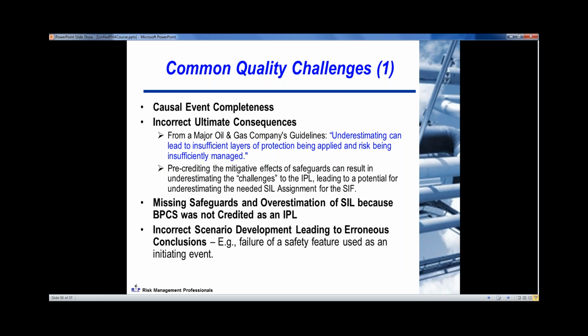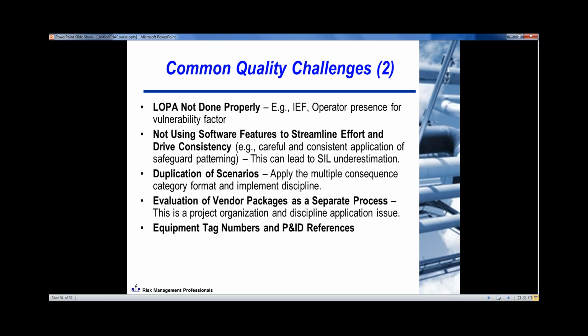Erroneous conclusions. I've seen so many cases where people use a safety feature as an initiating event. It really doesn't make sense. There are easy ways to handle that, but again, not doing a good job for the HAZOP and LOPA can have bad safety impacts. Not doing the LOPA properly, not identifying if you've got an unusual operating mode where you've got a lower initiating event frequency for control valve failure than if it's operating all the time. All these things are important to bring in there, doing a good job on the LOPA.